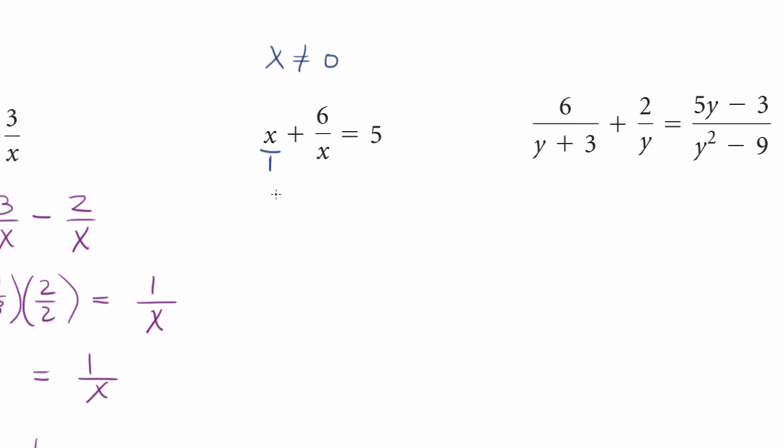So I'm going to multiply x over 1 by x over x. So x over x times x over 1 plus 6 over x equals 5.